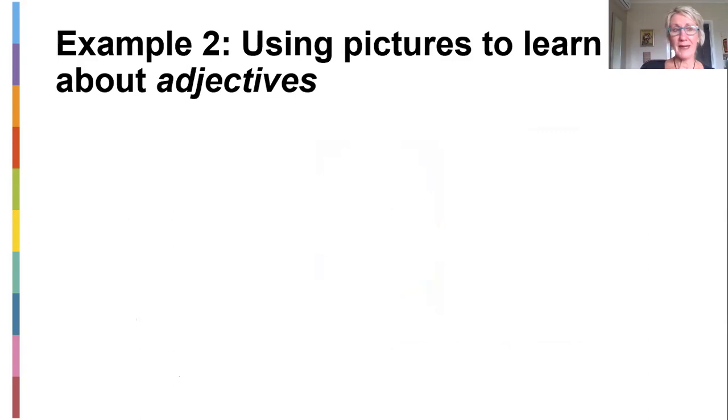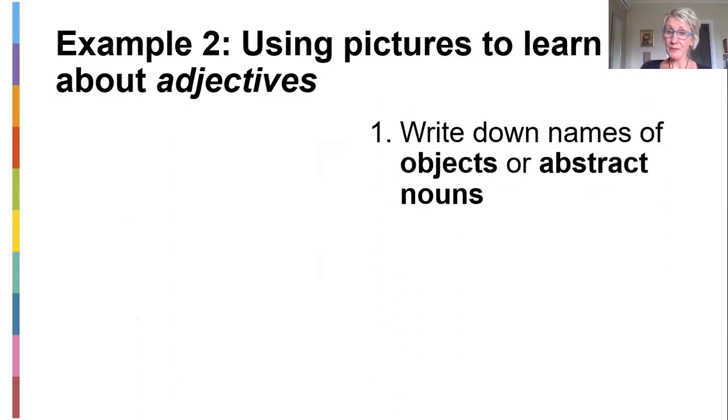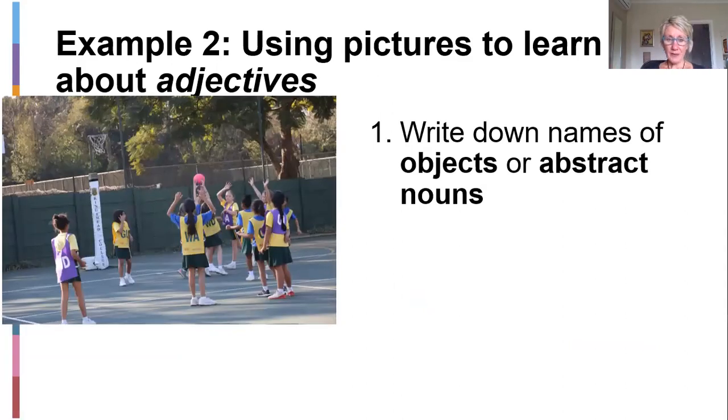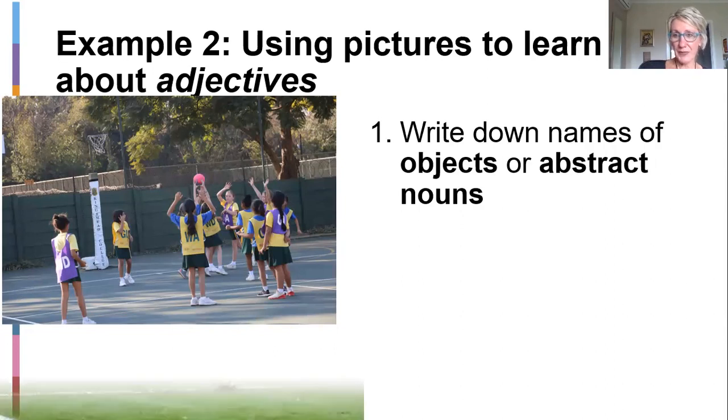Okay, using pictures to learn about adjectives. Let's look at this. For each of these pictures, they're going to write down the names of the objects they've seen, or an abstract noun. So here we've got a netball group of girls, and they could say the objects are the bibs the girls are wearing, netball players. There's the ball, the net, the post, the field, the lines, the players, and then abstract nouns like determined, joyful, happy, stressed, angry, that will go with those objects.